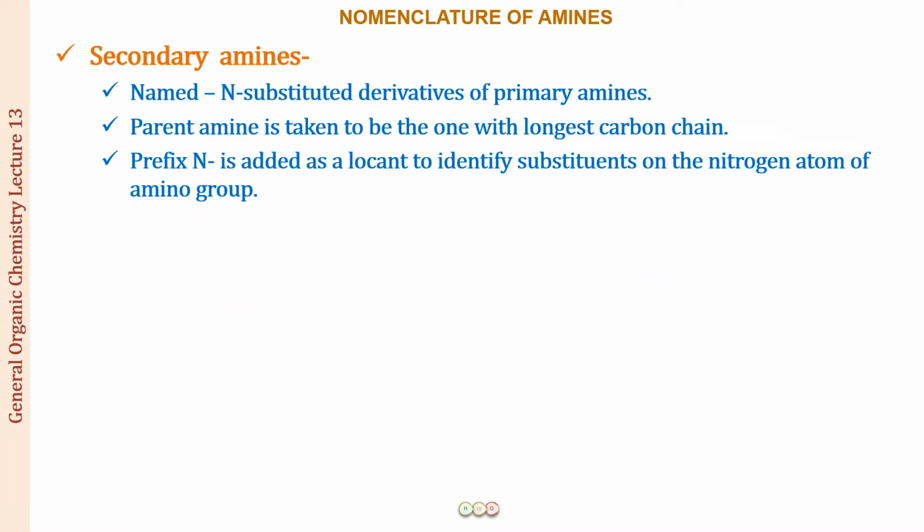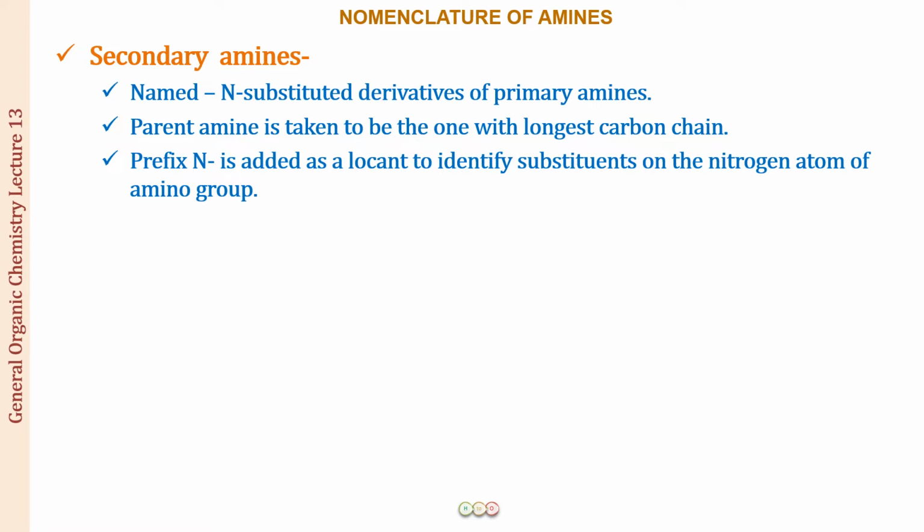So the next are going to be the secondary amines. These are the compounds where we will be removing two hydrogen atoms from the ammonia molecule, replacing them by the two alkyl groups. When we are going to name them, they will be named as N-substituted derivatives of primary amines. We will be choosing the parent amine to be the one with the longest carbon chain, and then we will be adding the prefix N as a locant to identify the substituents on the nitrogen atom of the amino group.